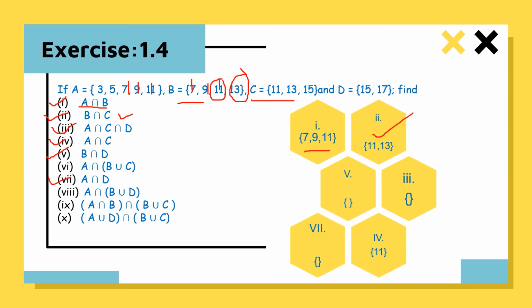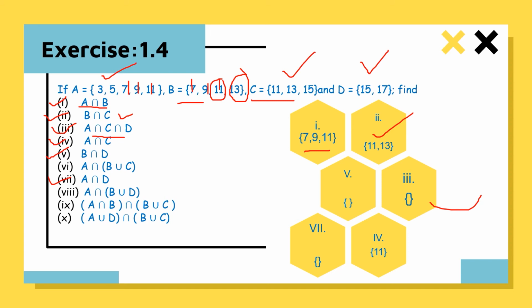Third question, A intersection C intersection D. Look at set A, set C and set D. Do you have common elements in all the three? If there are 3 sets in an intersection, you need to see which are common in all the 3. It should be in all the 3. If you see A and C, yes, you have a few common elements. If you see C and D, again you have some common elements. But if you take all these 3 sets into account, there is no common element at all. So A intersection C intersection D is a null set. Got it, children? So it is a null set.